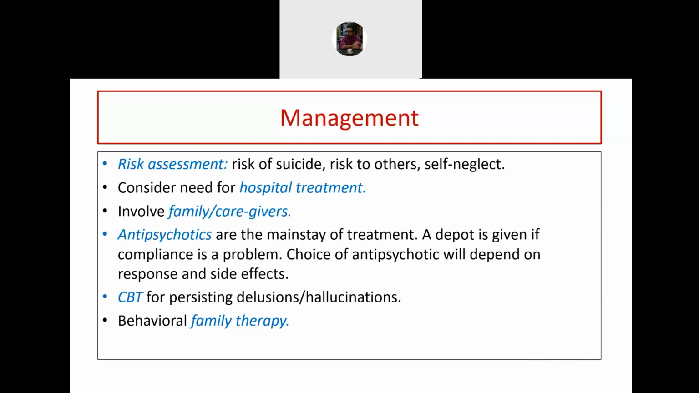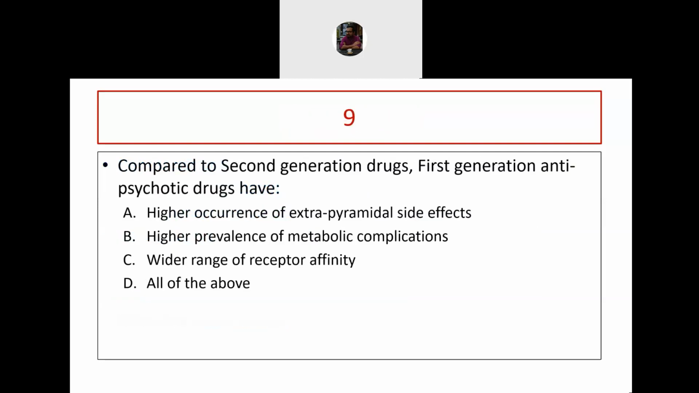If the person has partly recovered but is still experiencing delusion and hallucination, then cognitive behavior therapy may be helpful. And behavioral family therapy usually helps in creating good bond with the family, and the rehabilitation becomes more successful. So these are the strategies of management of schizophrenia. So this was the presentation. Let us start with the questions that we tried to solve before.